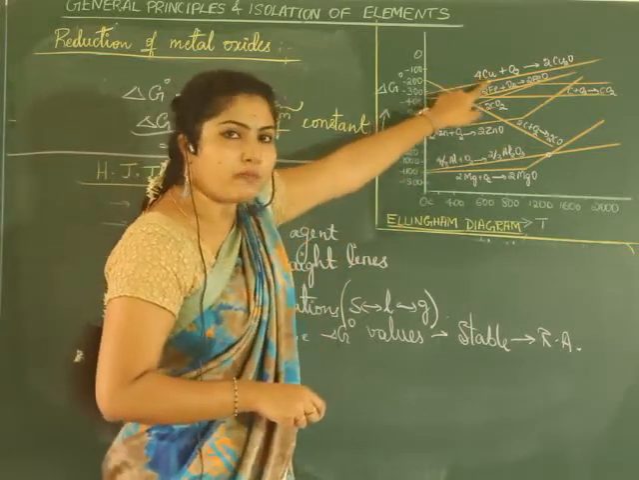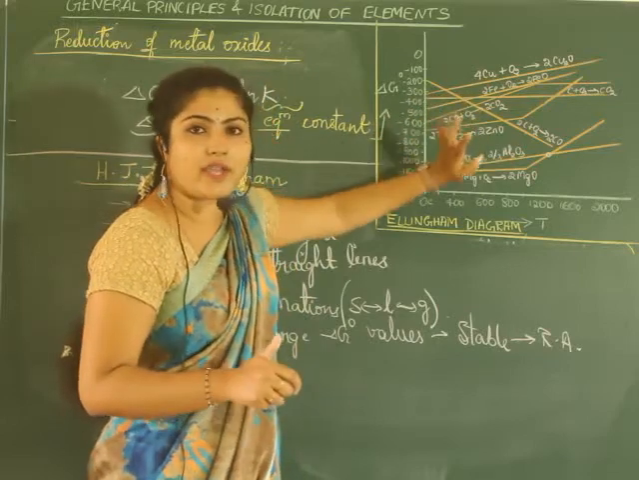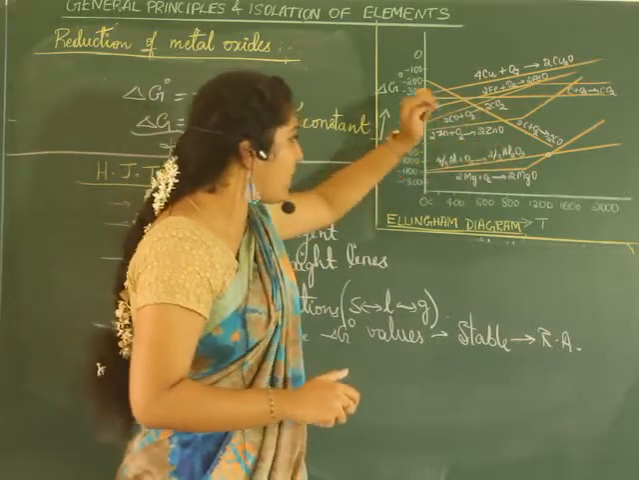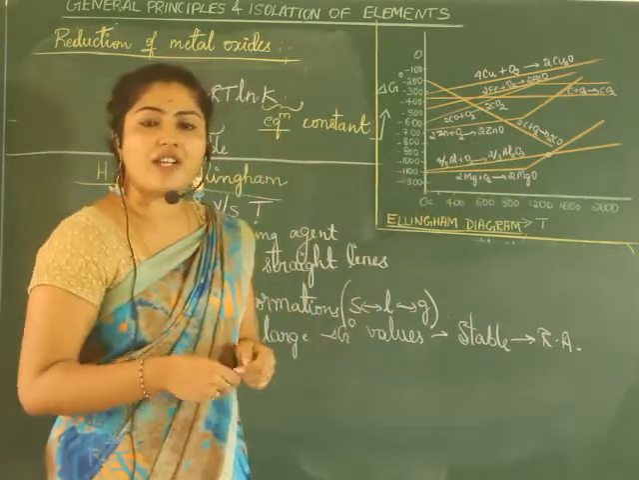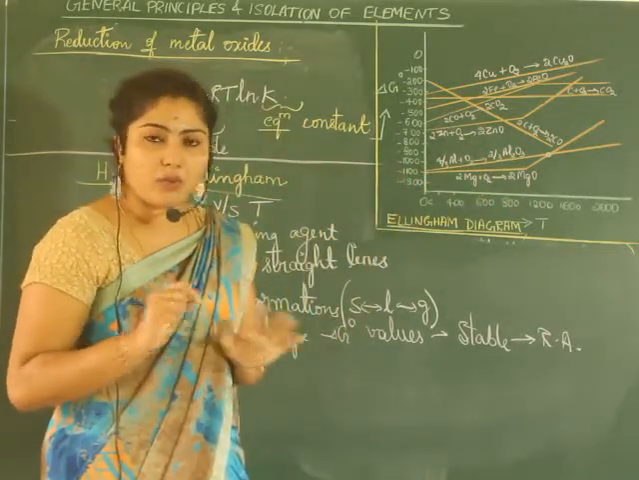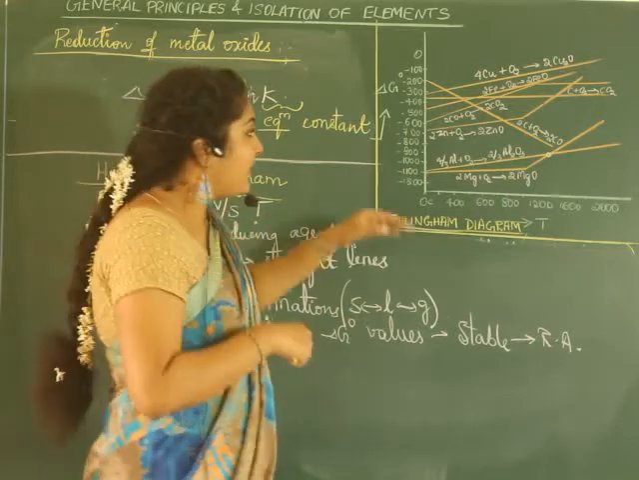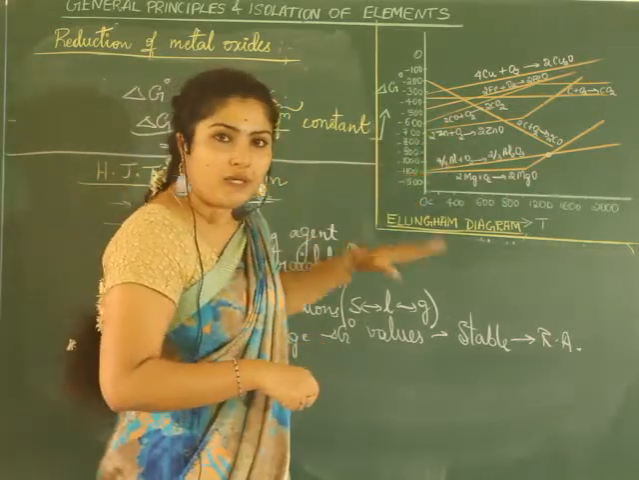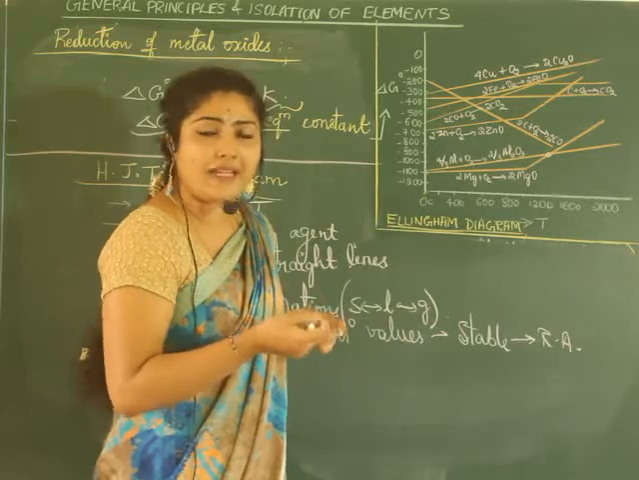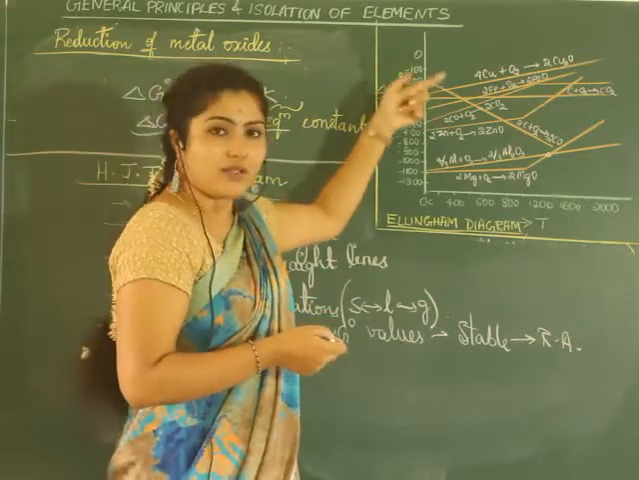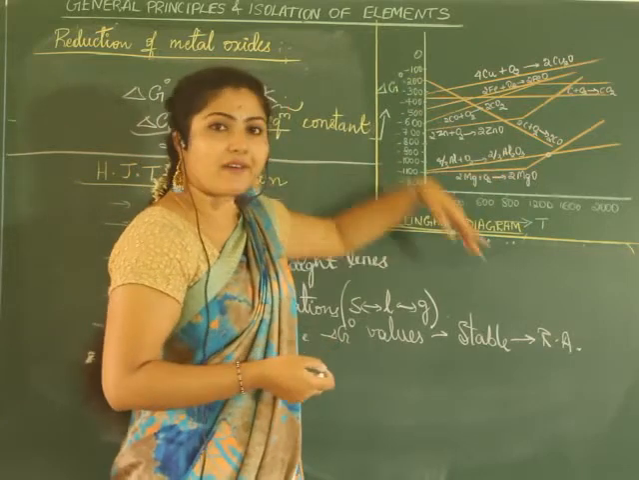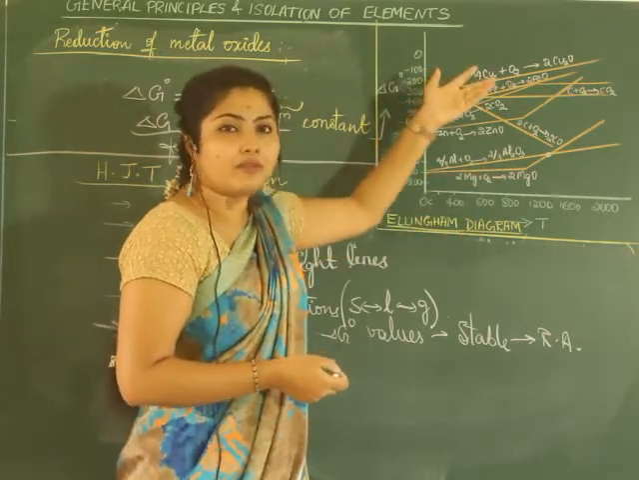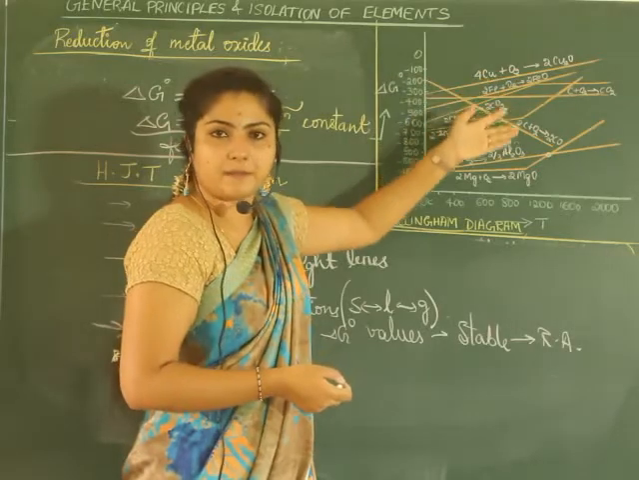Now zinc is at the bottom. Copper is at the top. If you want to reduce copper, which can you choose? You can choose zinc, or aluminium, or magnesium, since they have large negative values. So hope the concept is clear. The lines lying below are highly stable and can reduce the oxides that are above them. Metals of this can reduce the above metal oxides easily.